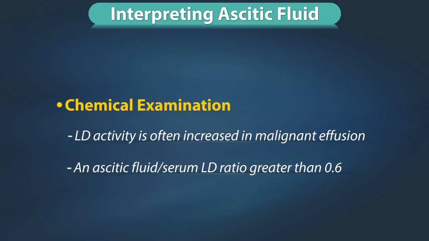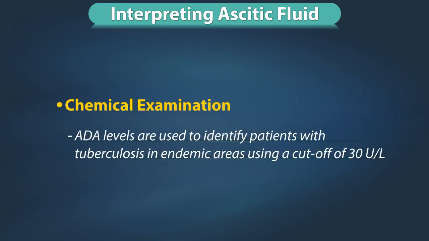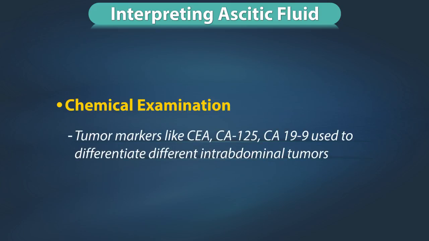Lactate dehydrogenase activity is often increased in malignant effusion, with an ascitic fluid to serum lactate dehydrogenase ratio greater than 0.6. Adenosine deaminase levels are used to identify patients with tuberculosis in endemic areas, using a cutoff of 30 international units per liter. Tumor markers like CEA, CA125, and CA19-9 are used to differentiate different intra-abdominal tumors.